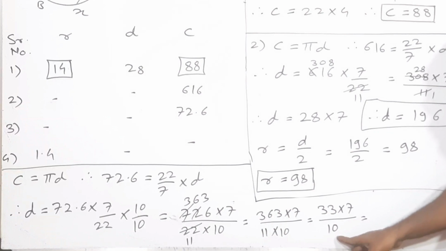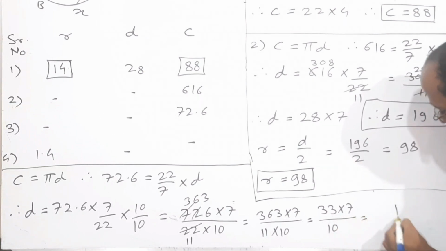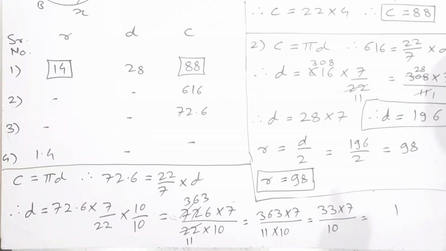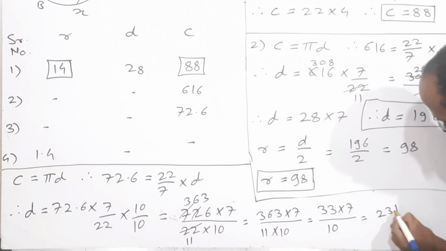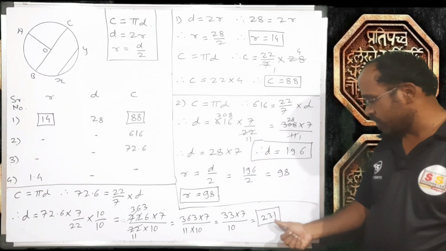Now 10 is there to place the decimal point. So I haven't applied the test of divisibility here. So 7 3s are 21. 2 is the carry. 7 3s are 21 plus 2 is 23. 231 upon 10. So because of this 10, here will come the decimal point. So the diameter is equal to 23.1.